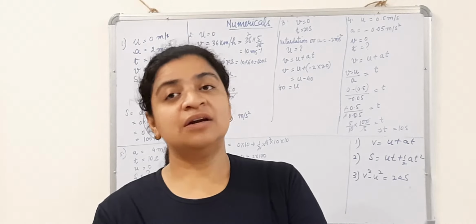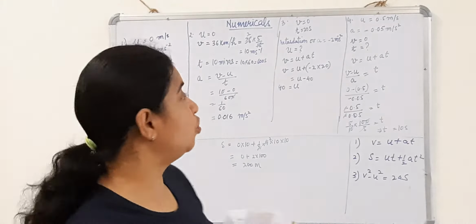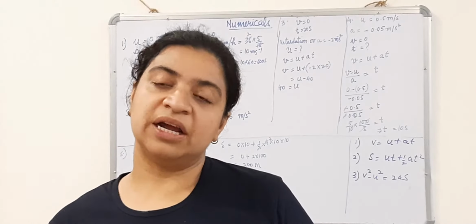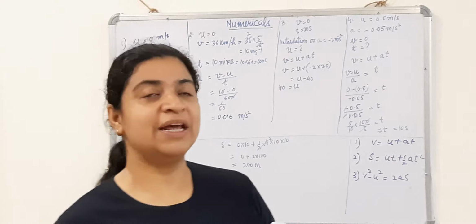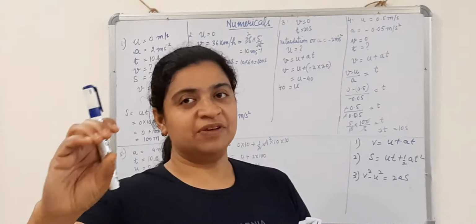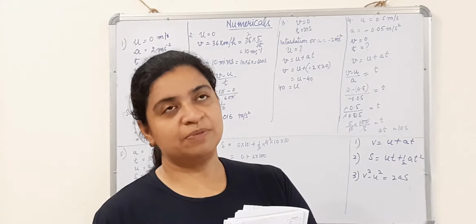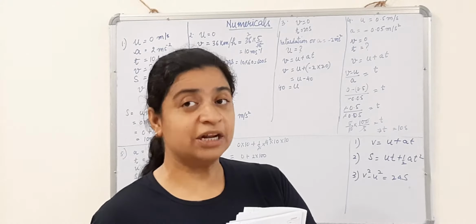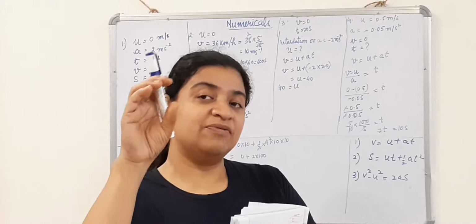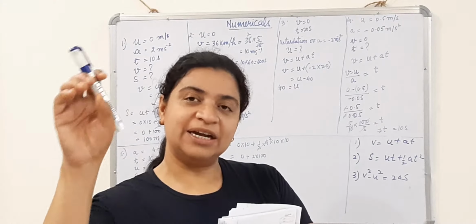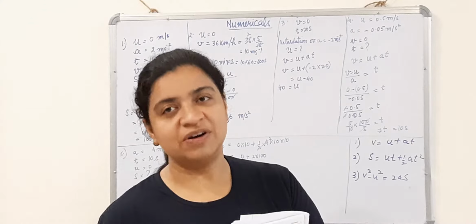Children, it is a very easy method. I had once told you how we change. When we need to change kilometer per hour into meter per second, we simply multiply that quantity by 5 upon 18. If it is meter per second to kilometer per hour, then we do the reverse: we multiply the given quantity, which is in meter per second, by 18 upon 5.